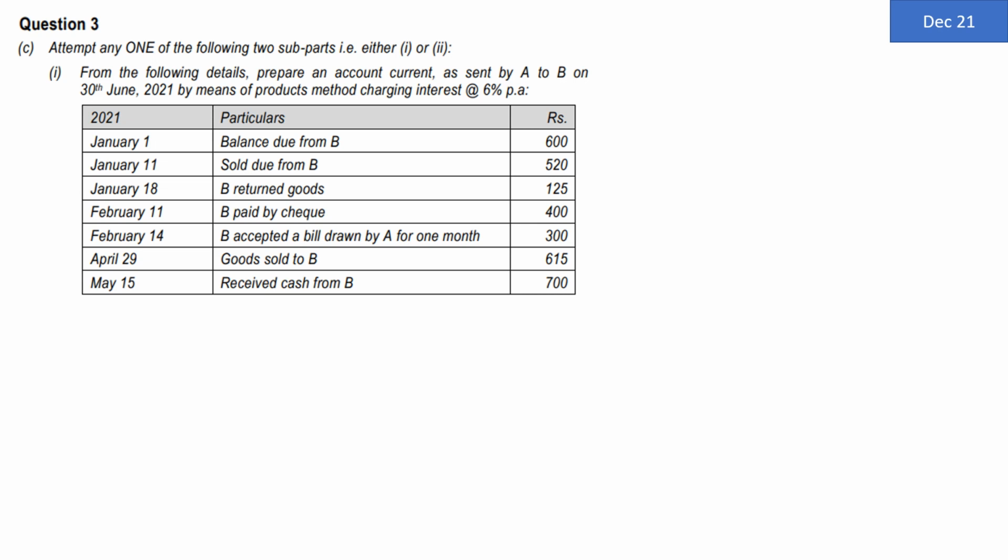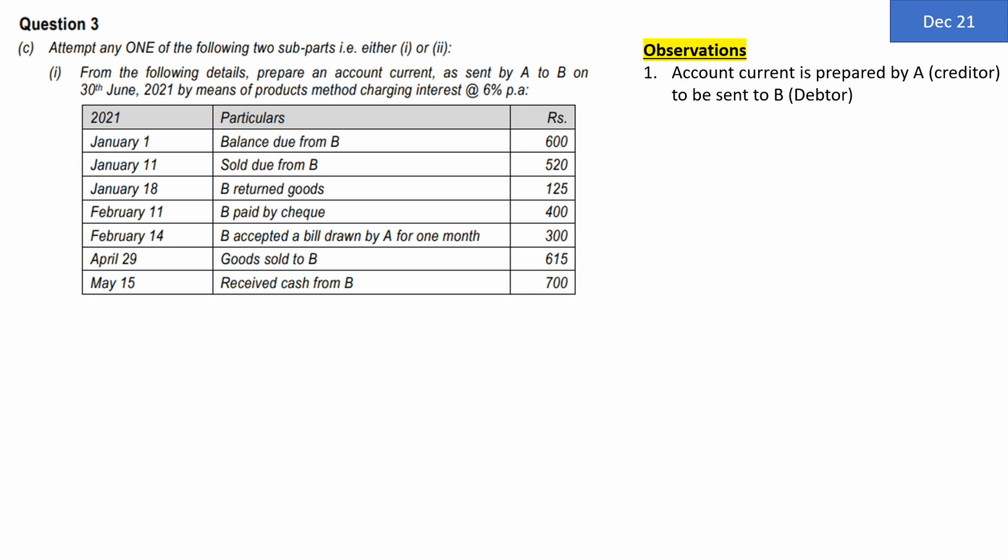February 11th, B paid by cheque rupees 400. February 14th, B accepted a bill drawn by A for 1 month, rupees 300. April 29th, goods sold to B, rupees 615. May 15th, received cash from B, rupees 700. So the problem is asking us to prepare the account current. Let us make some basic observations which will help us for the purpose of solving the question.